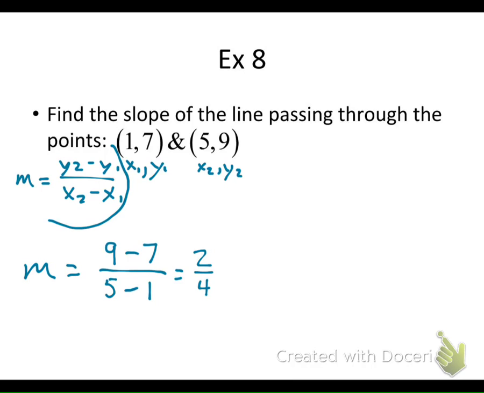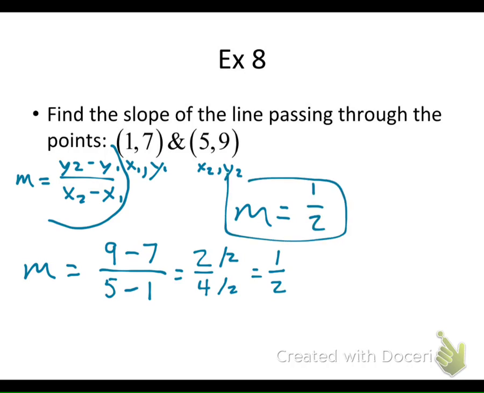So 2 goes into both the top and the bottom. So 2 divided by 2 is 1. 4 divided by 2 is 2. So then your slope equals 1 over 2. You don't have to rewrite all that. You can just write how you have the formula there, the m equals 9 minus 7 over 5 minus 1. You can just box the 1 half there.